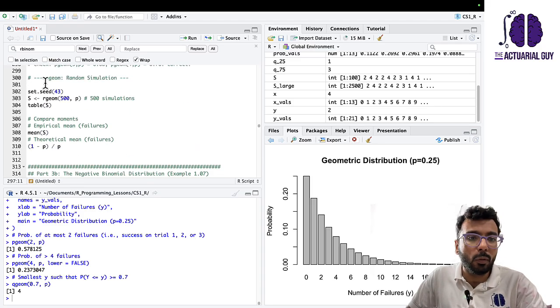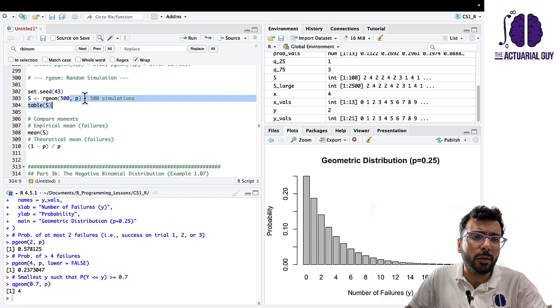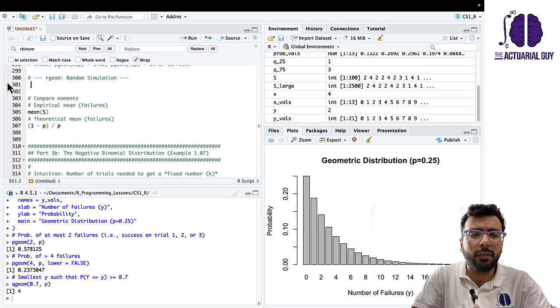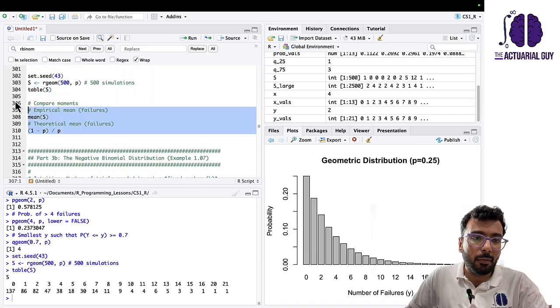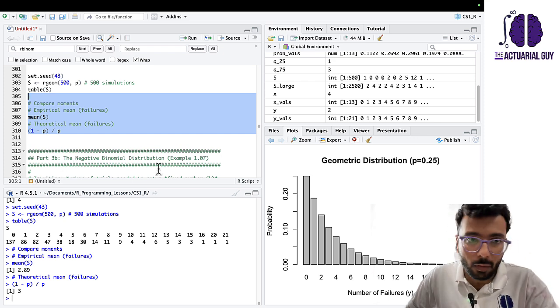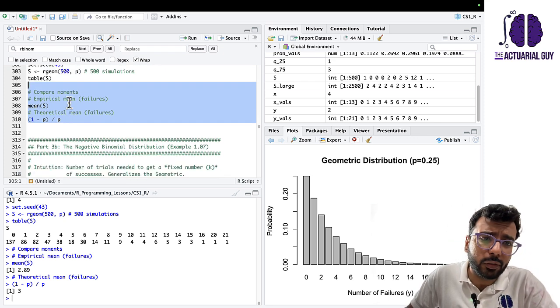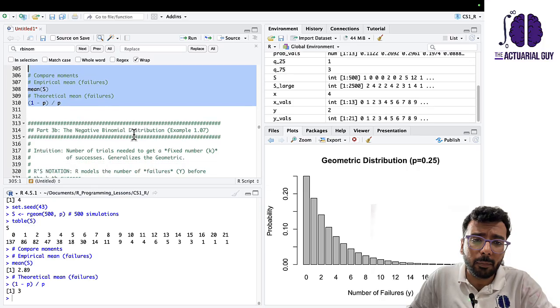Then if you want to simulate values from this distribution, you set the seed, you use rgeom instead of rbinom, right? How many simulations you want, what is the value of p, right? You can use the table function to see the simulation, and then you can get the empirical mean, compare it to the theoretical mean, right? Do all of those things that we have done earlier. So just going over this very quickly, because the functions are exactly the same, right? And we have studied the geometric distribution in a lot of detail in paper A, right?